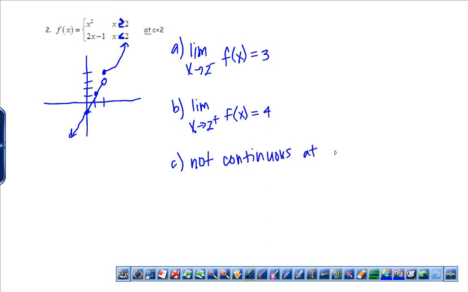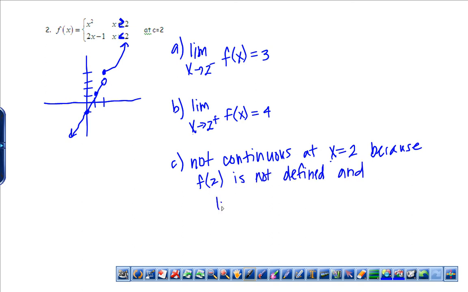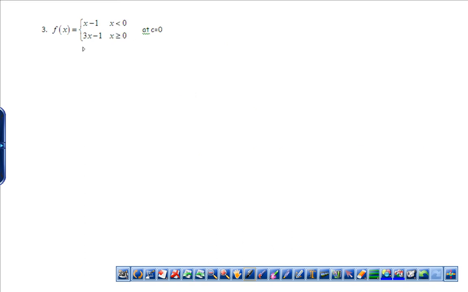Again, at x equals 2, because f of 2 is not defined, and the limit as x approaches 2 of your function does not exist. Okay, for number 3, see as c equals 0.